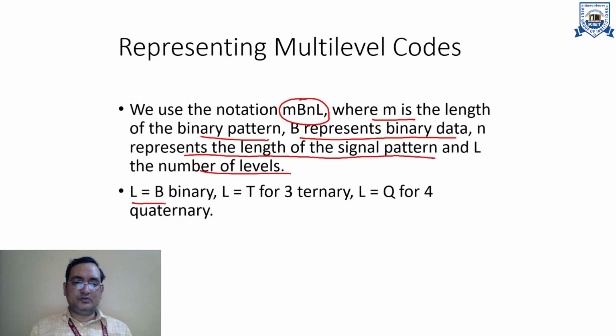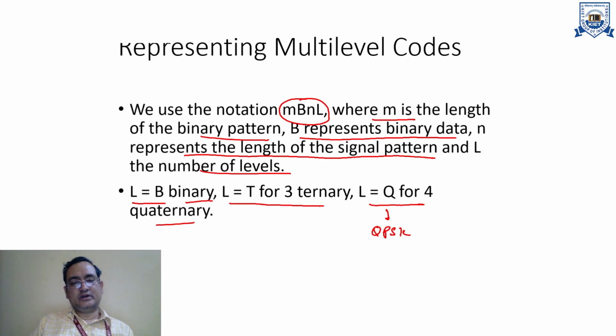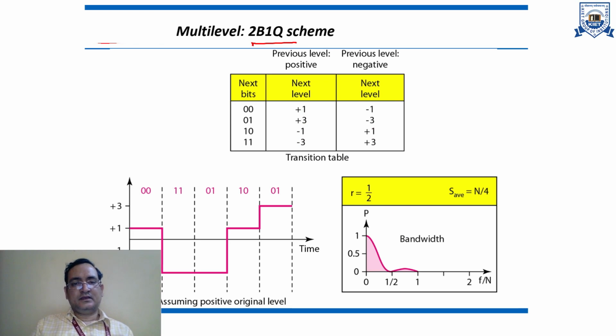So L is equal to B for binary, L is equal to T for ternary, L is equal to Q for quaternary. That means, for example, a QPSK-like sequence, right? Now this is the example of the multi-level 2B1Q scheme. 2B1Q means Q is for quaternary and B is binary, where the previous level positive 1 is representing 00, 01 for positive 3, 10 for minus 1, and 11 is for minus 3, right?